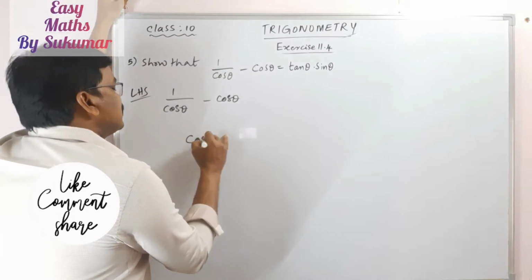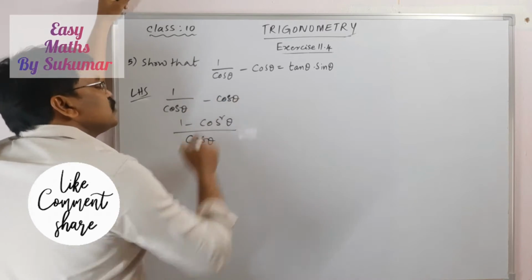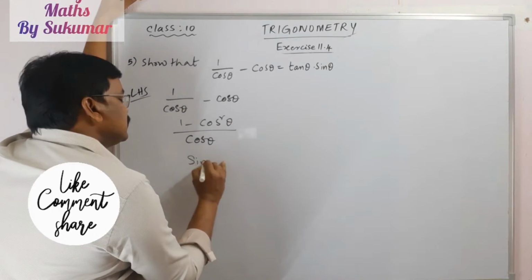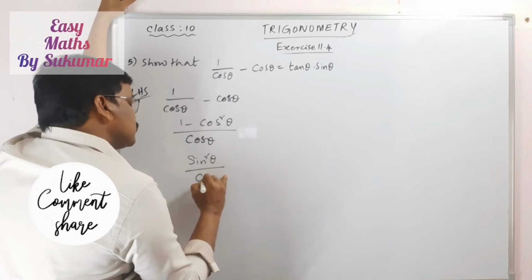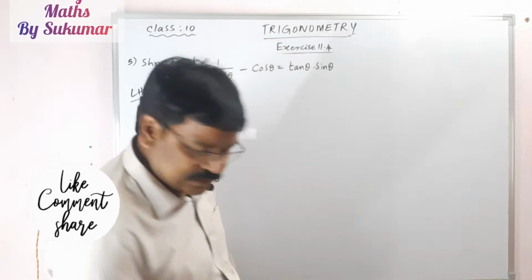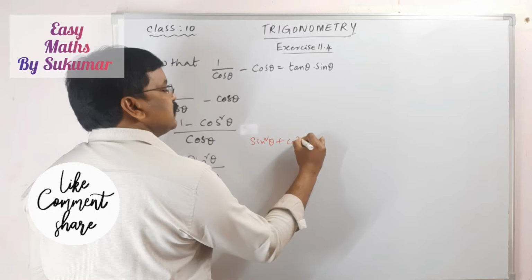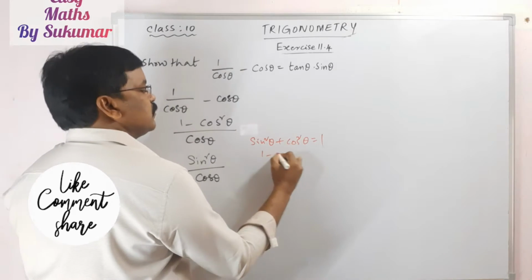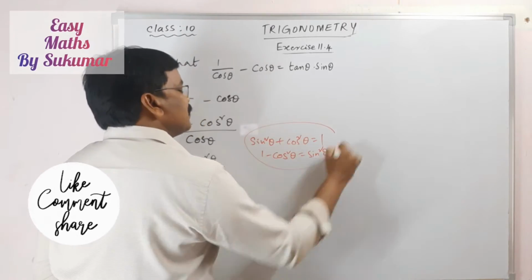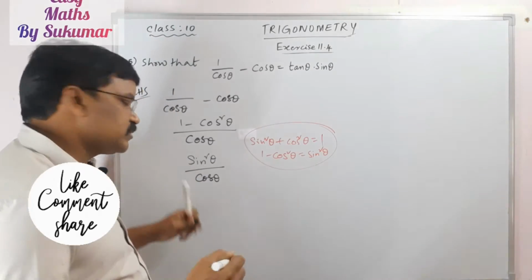Right. See here the LCM is cos theta. That means (1 minus cos square theta) by cos theta, since cos theta into cos theta is cos square theta. So what is 1 minus cos square theta? Sin square theta by cos theta. Right. 1 minus cos square theta is sin square theta. We have an identity, no, sin square theta plus cos square theta is equal to 1. That means 1 minus cos square theta is equal to sin square theta. That means instead of this 1 minus cos square theta, I have substituted sin square theta.